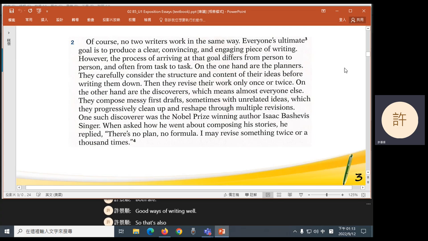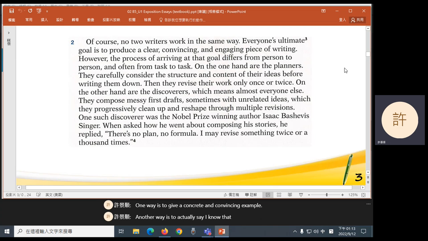So that's also something you can think about. What will the reader think of the information you are giving them? Is it outrageous, crazy information that's hard to believe? How can you reassure your reader to continue to trust what you're trying to say? One way is to give a concrete and convincing example. Another way is to actually say, "I know that sounds kind of crazy," to let the reader know that you are in the same world as they are, right? "I also think it looks crazy, but trust me, let me explain" is another way that you can try.